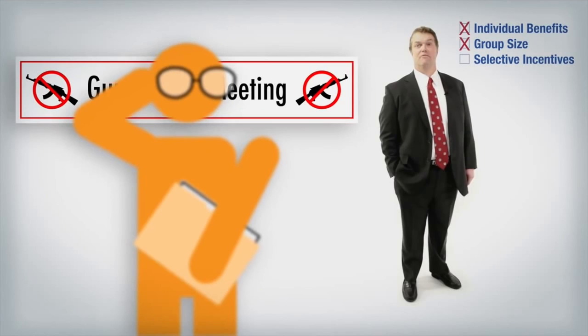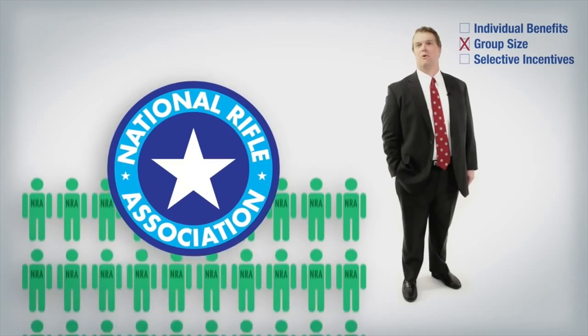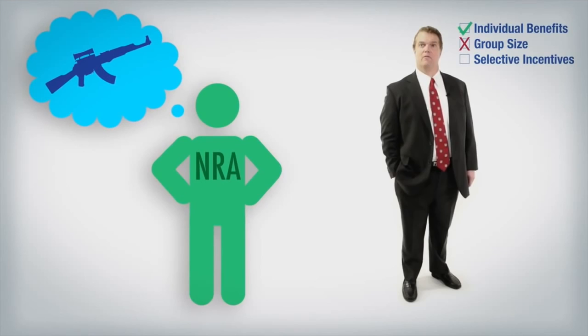If you go to a gun control meeting, all you see is some very earnest people handing out folders and wondering why so few people came to the meeting. Is the NRA different? You bet. Gun rights supporters are not a small group, so group size isn't the reason. But individual benefits are important because NRA members not only like guns, but in many cases actually own guns. So they have something personally at stake in the issue.